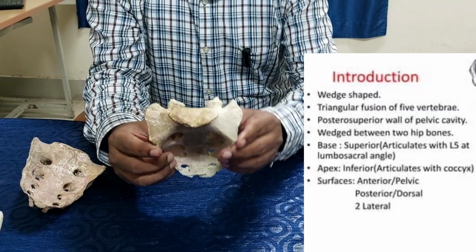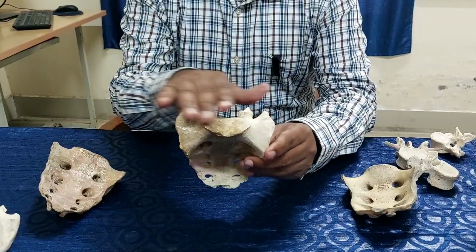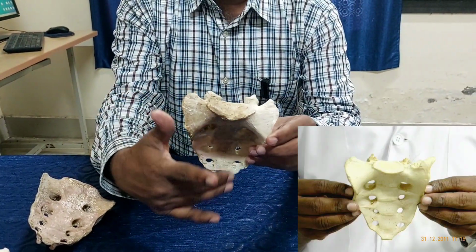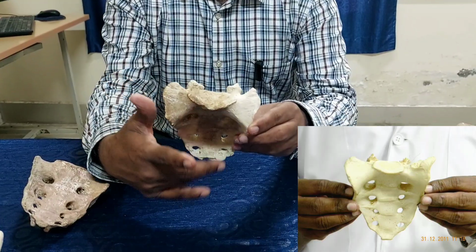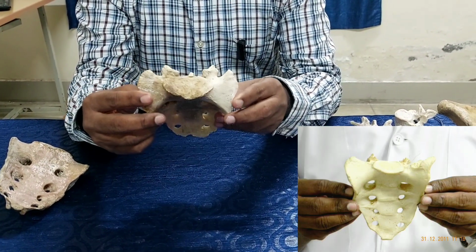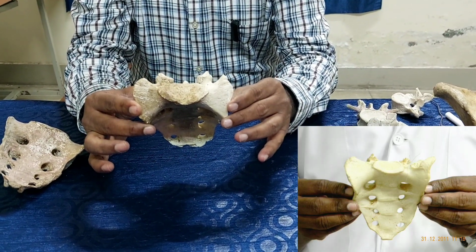So how to hold it? You have to hold the bone in such a way that the base is directed upwards, apex downwards, and the concave anterior surface or pelvic surface looking forward and downward. So this is the anatomic position of sacrum.